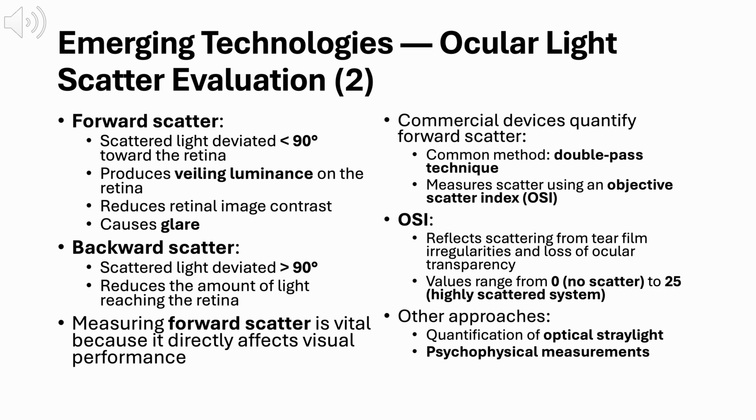Commercial devices typically use the double pass technique, which quantifies scatter using the Objective Scatter Index, or OSI. OSI reflects contributions from tear film irregularities and loss of ocular transparency, with values ranging from 0 to about 25. Other approaches include optical stray light measurements and psychophysical testing, all aimed at capturing visual quality beyond Snellen acuity.